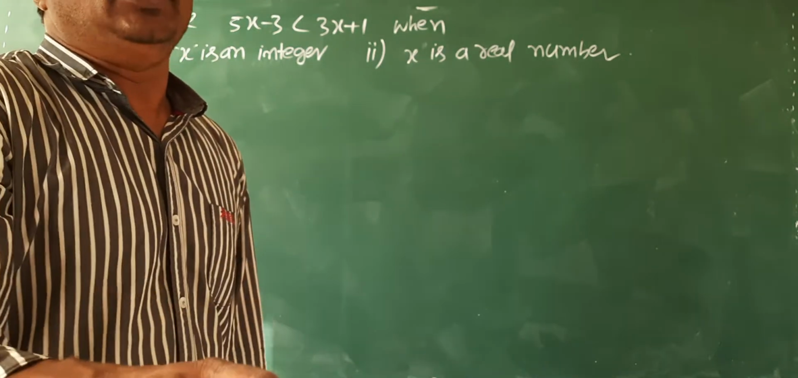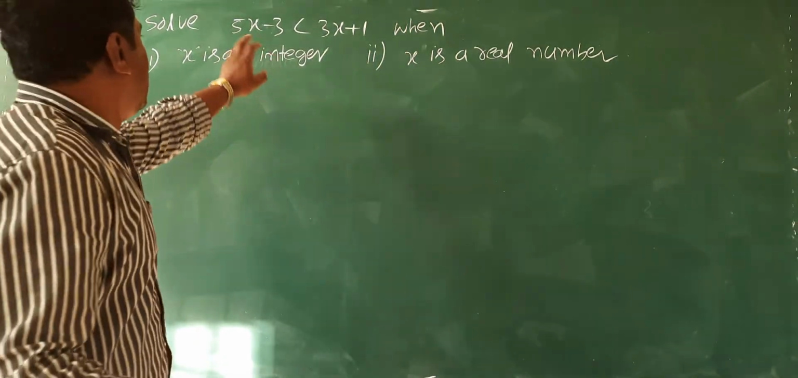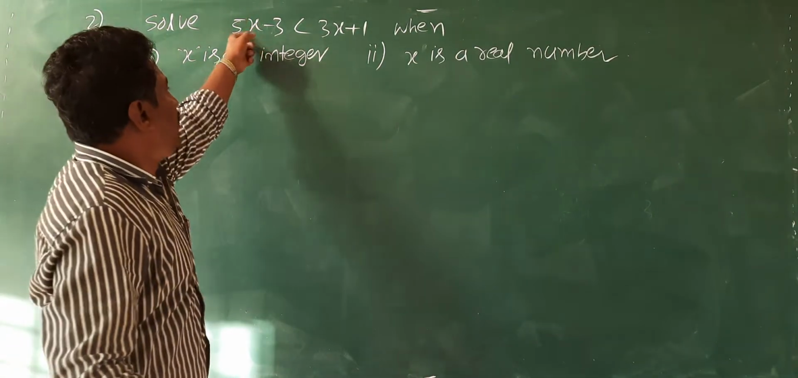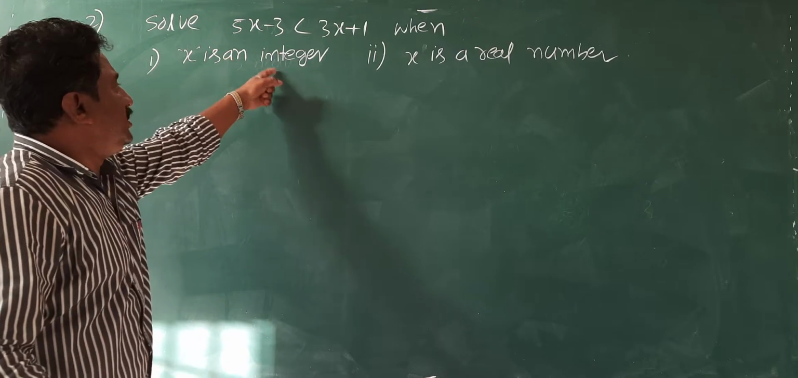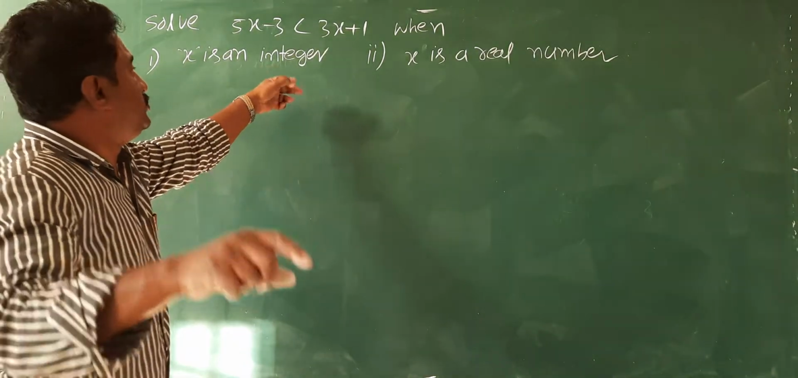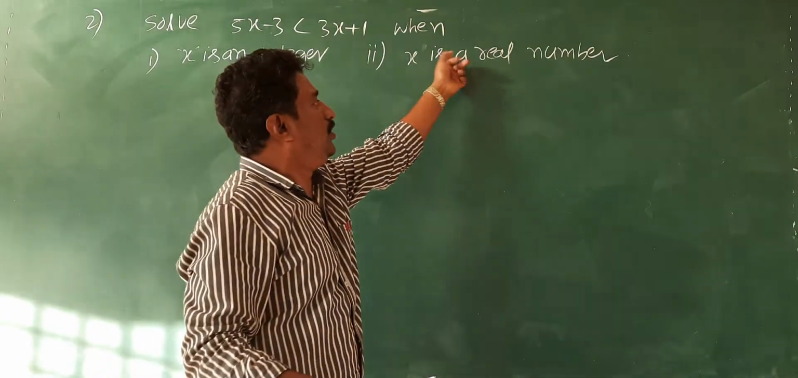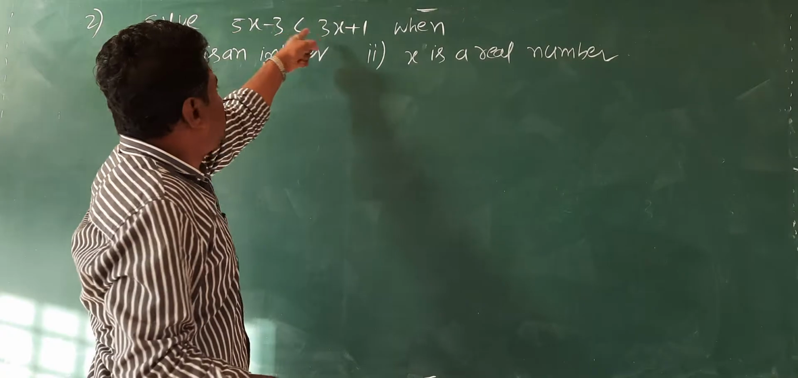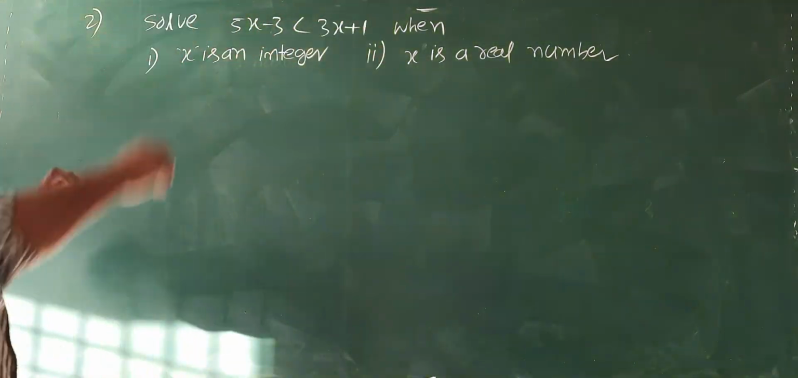Let us solve. In this class, I am going to explain how to solve linear inequalities. Here is one more question: 5x minus 3 less than 3x plus 1. When x is an integer, first I should find out integers which make this inequality true. Next, I should find out real numbers which make this inequality true. So right now, I am going to explain that.